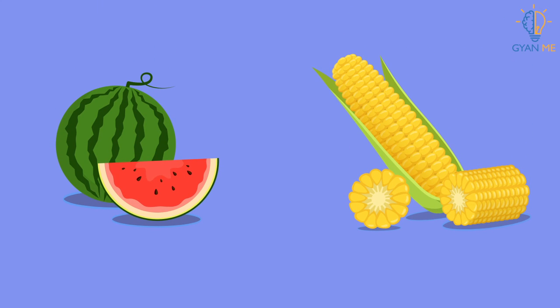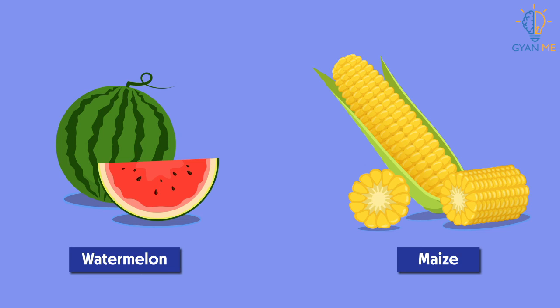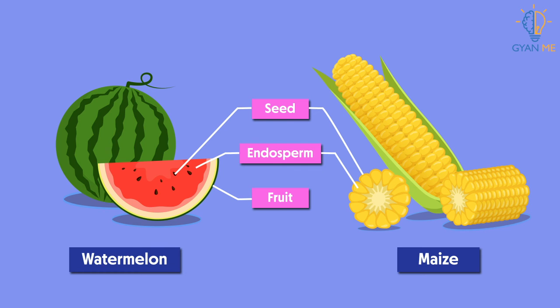Now students, observe the image on your screen. It is of watermelon and the other is of maize. Can you spot seed, endosperm and fruit present here? Pause the video, take a second and give it a shot. Could you? I'm sure you must have done it.